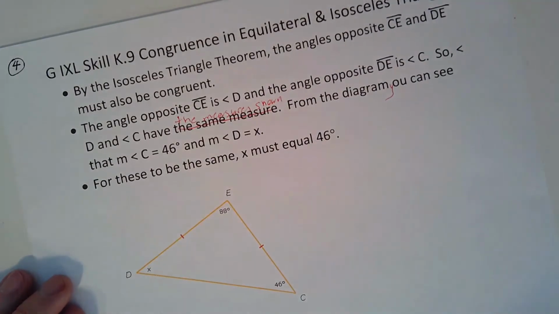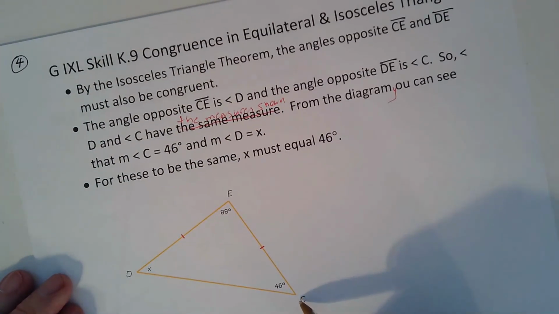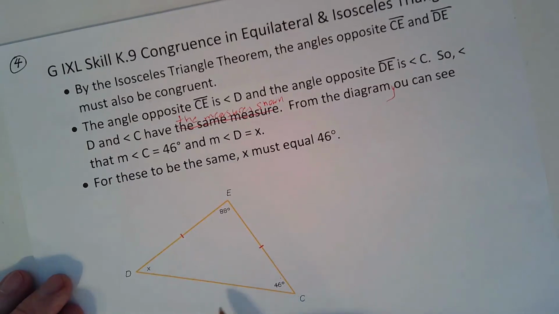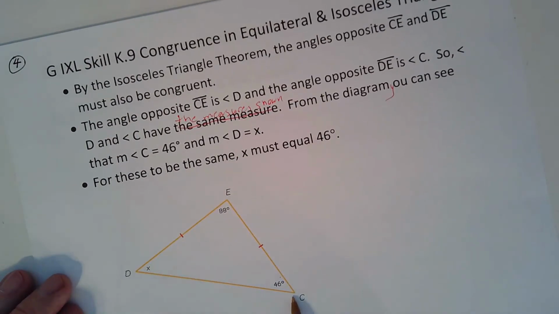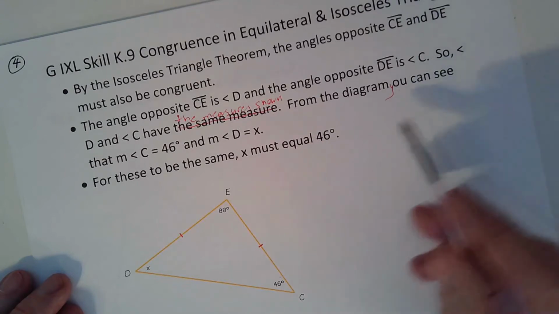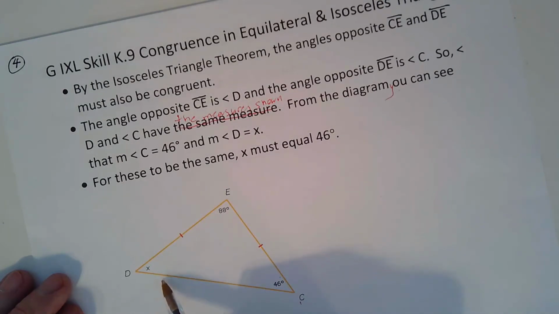And of course, the angles DE and CE do have the same measure. For that reason, the opposite angles, angle D and angle C, are congruent. So they have the same measure, okay? So from the diagram, I can see that the measure of angle C is 46 degrees and the measure of angle D is X, but it's got to equal that 46 degrees.